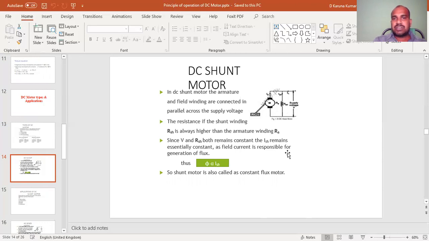The resistance of the shunt field, RSH, is always higher than the armature winding resistance RA. Since the supply voltage and RSH, the shunt field winding resistance, both remain constant, the shunt field current ISH remains exactly constant. The field winding is responsible for generation of flux. Flux is directly proportional to ISH. The shunt motor is also called a constant flux motor.